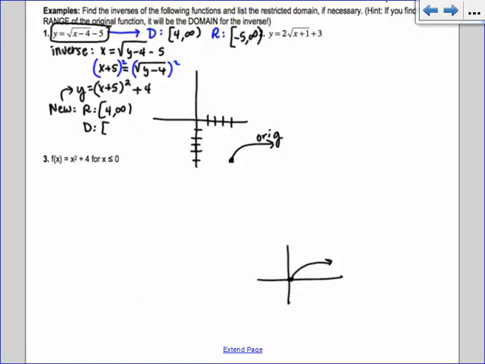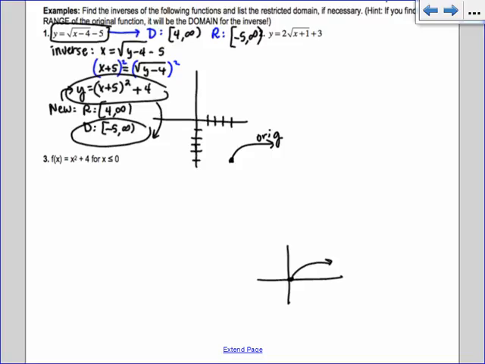We want them to switch. Because remember, domain is all the x values, range is all the y values. So when we switch all of the x's and y's, our domains and ranges switch. Okay, does that make sense? All right, so we just need to write this as well. So we need the inverse function and we need its new domain. We need to have both of those listed.